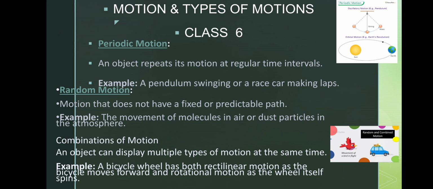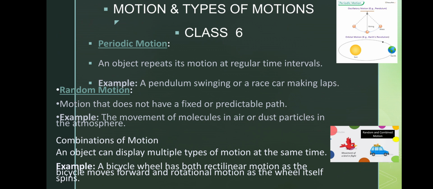Then the random motion. Motion that does not have a fixed or predictable path. Example: the movement of molecules in air or dust particles in the atmosphere, even the movement of a mosquito, that is random motion. Or when a football player is playing, he takes a random motion because he has to run behind the football. So that is why it's a random motion.